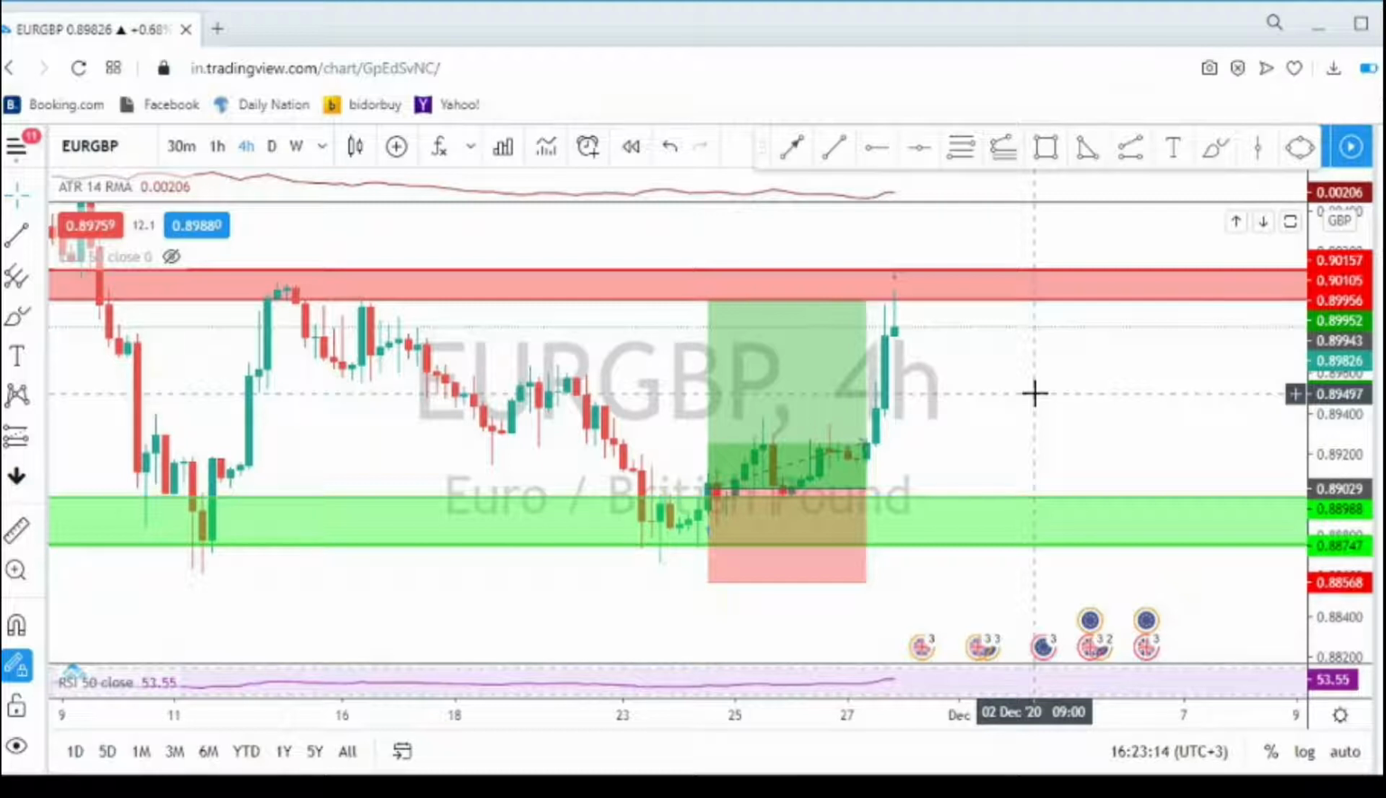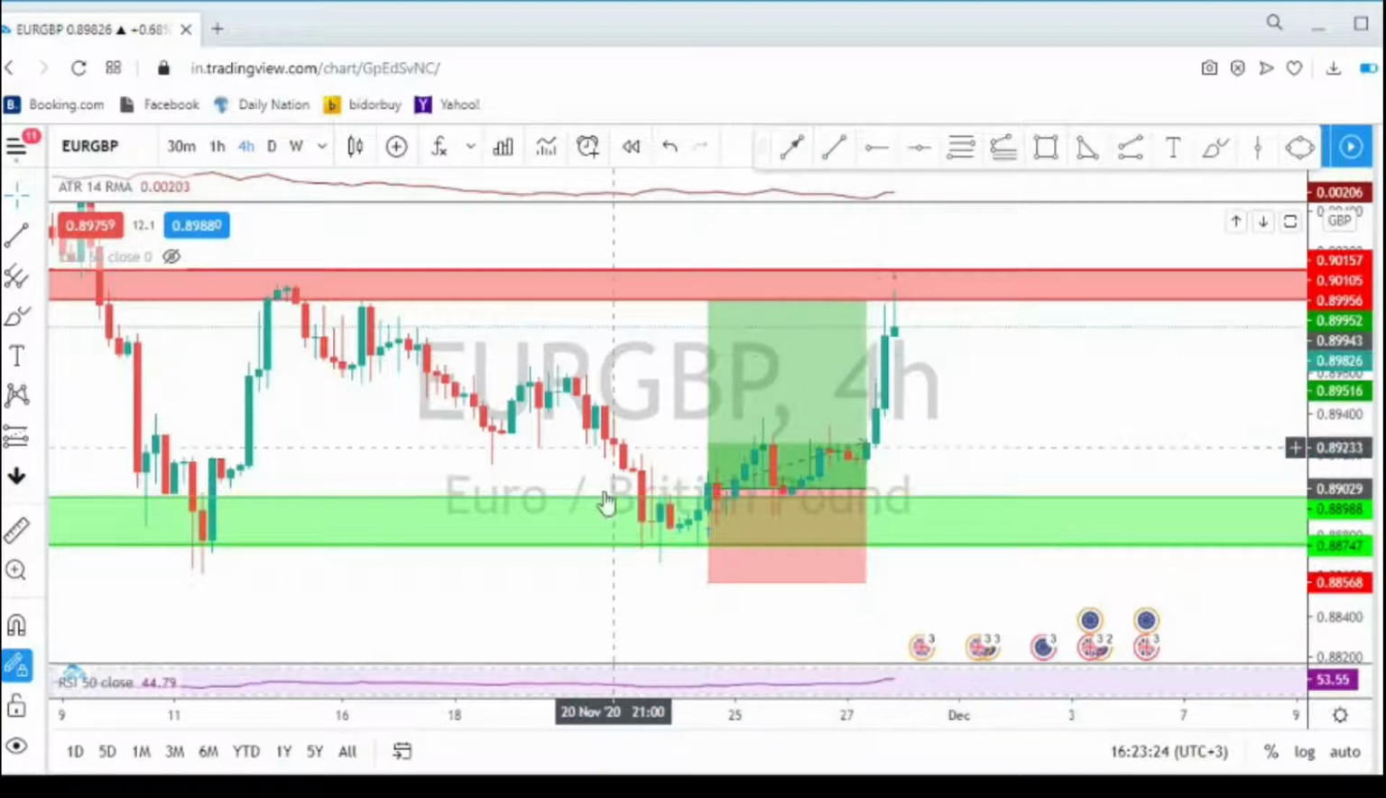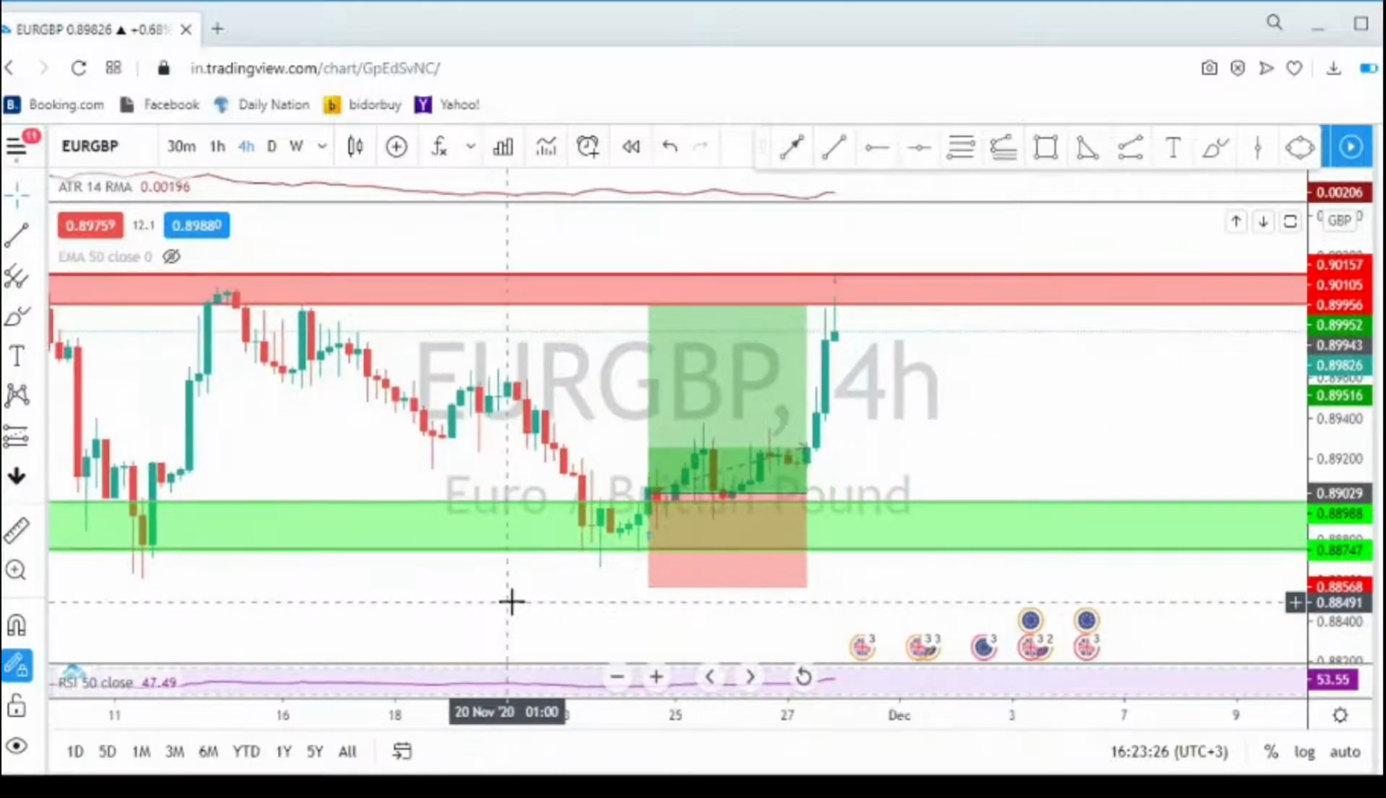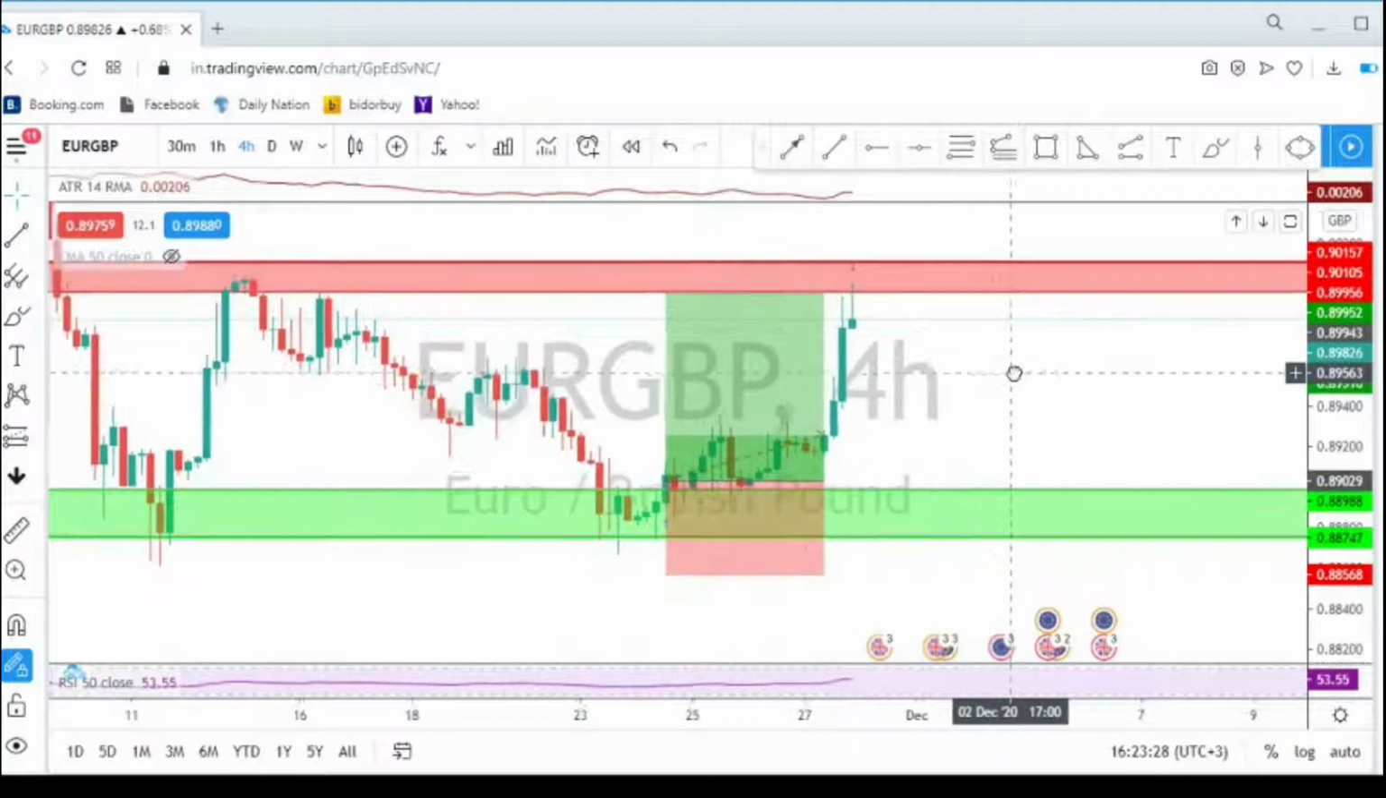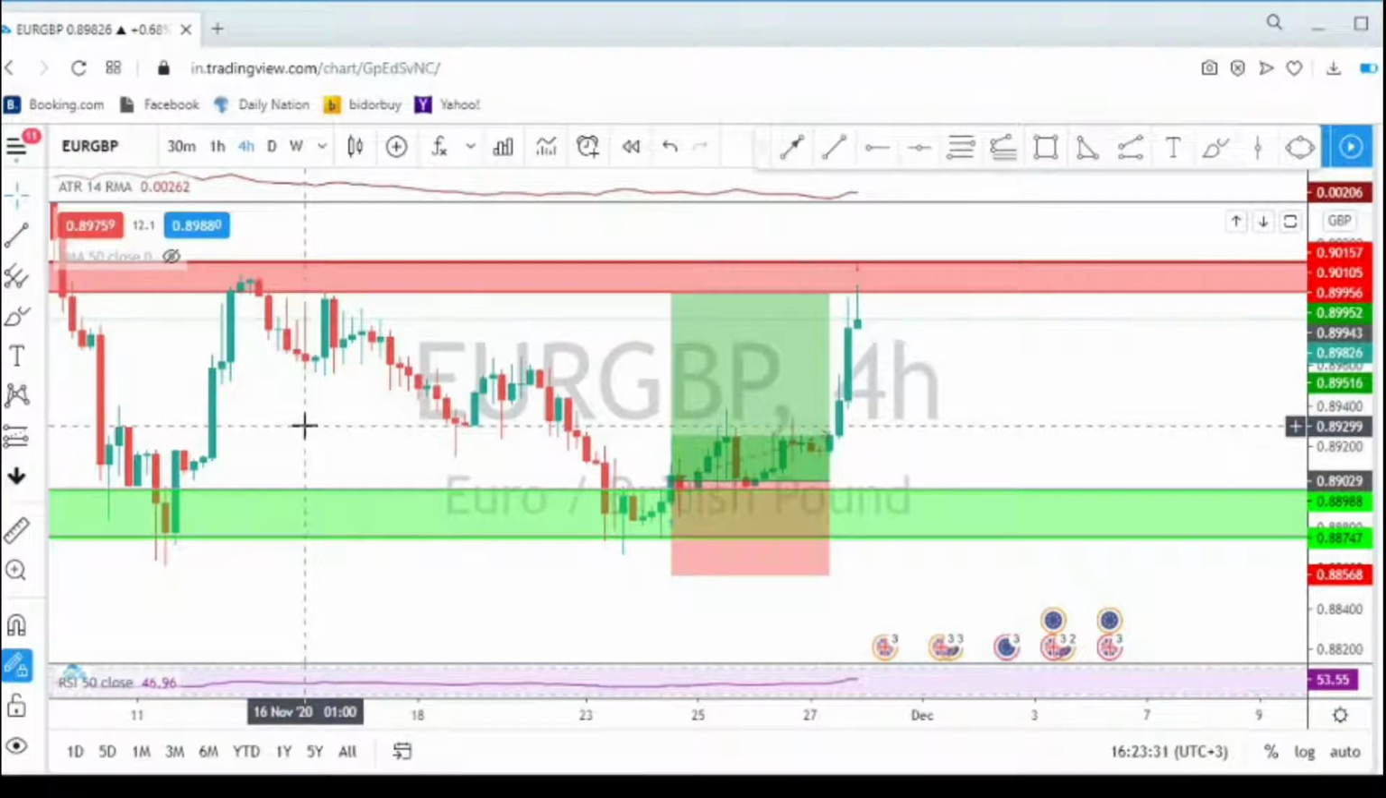I'm going to take you through a systematic way, and you can take this strategy, backtest it for yourself, trade it and see whether it is profitable or not. This strategy is based on key levels of structure. By identifying key levels of structure on a higher time frame, then entering on a lower time frame, you can bank a lot of pips, as you can see on this chart here.